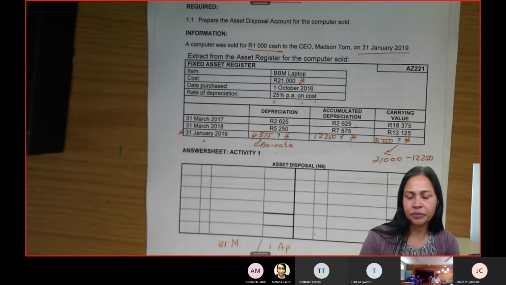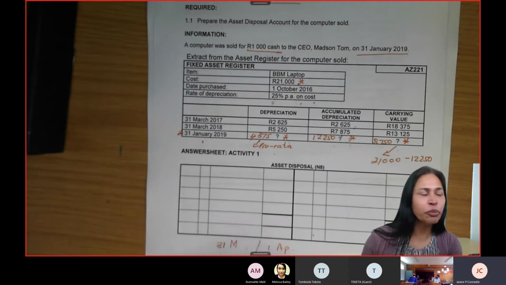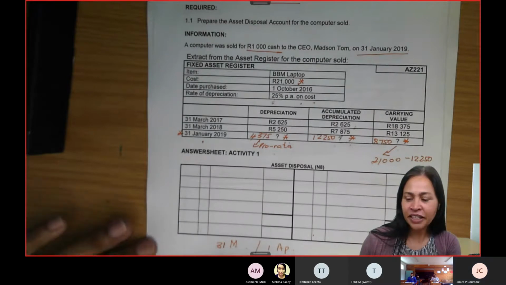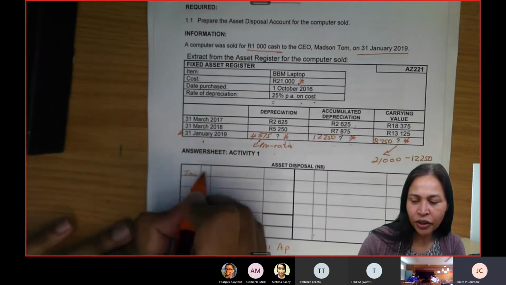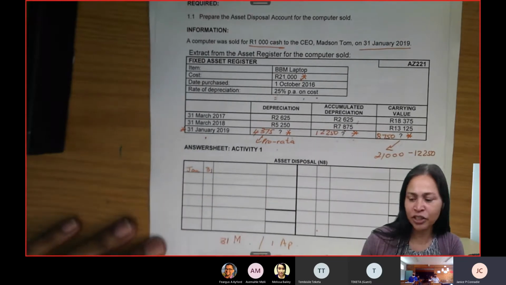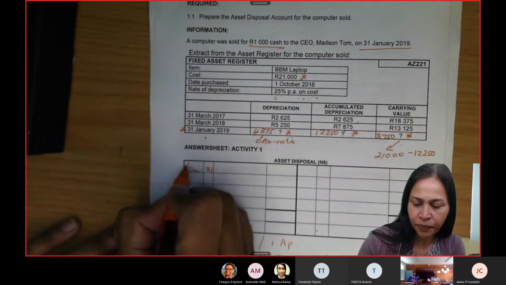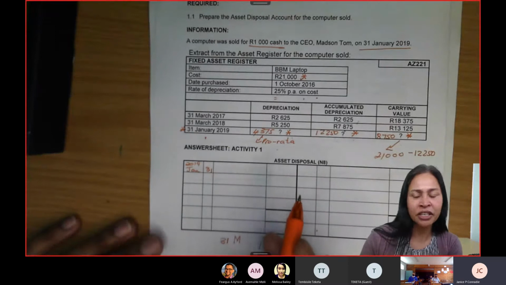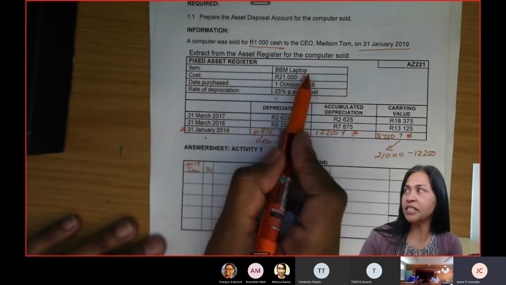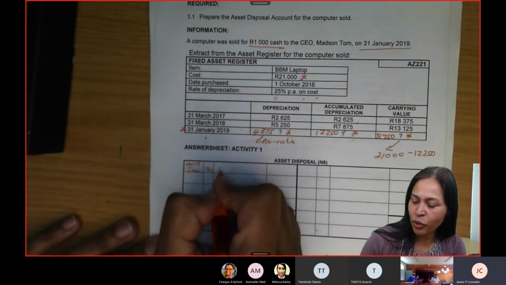The opening balance, ma'am. Not the balance, the cost price. The cost price of it, yes. So when have I disposed of this? That is important. We've disposed of this on the 31st. So that is the date that is important. So I'm going to enter that one. And what do I need? What type of asset am I disposing of? It is a laptop, which means it's part of equipment.